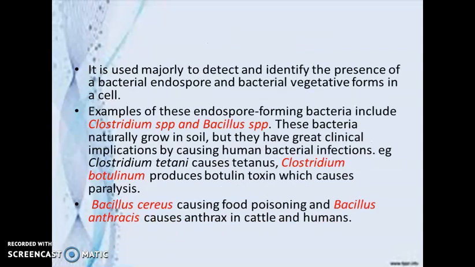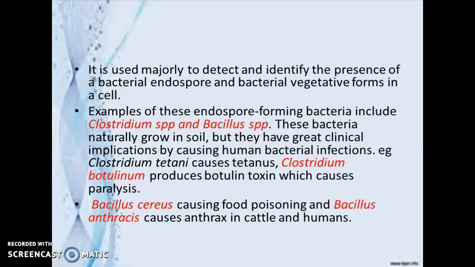It is used majorly to detect and identify the presence of a bacterial endospore and also the bacterial vegetative form in a cell. Examples of endospore-forming bacteria we have discussed are Clostridium species and Bacillus species. These bacteria naturally grow in soil, but they have great clinical implications in causing human bacterial infections.